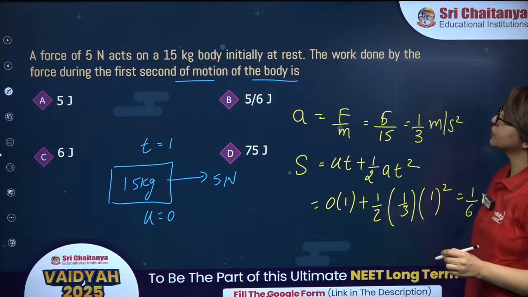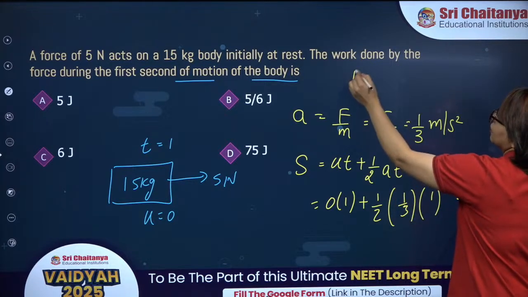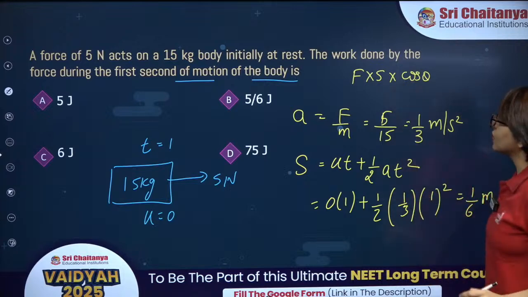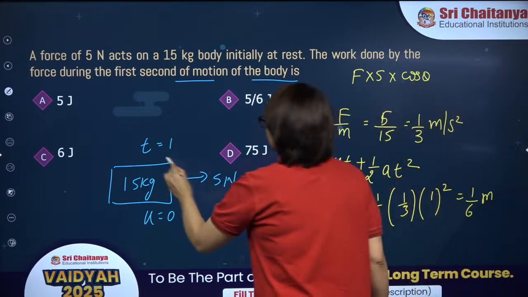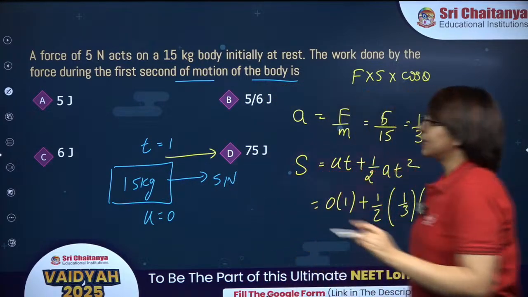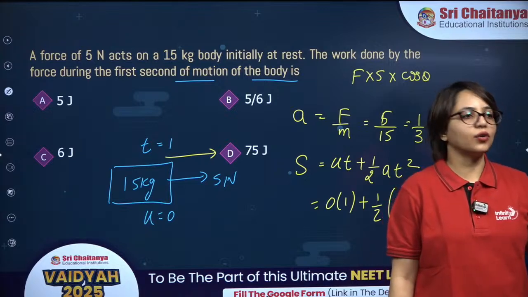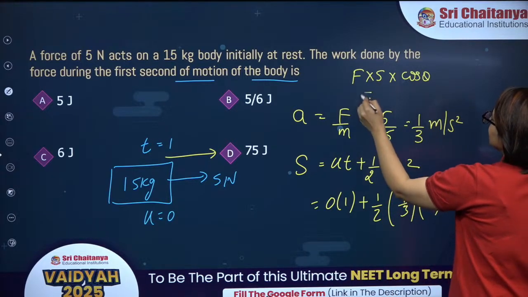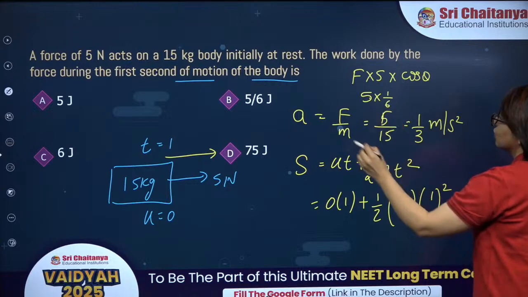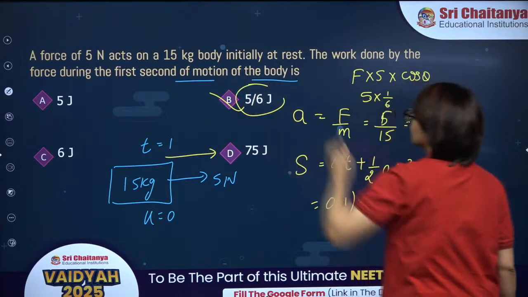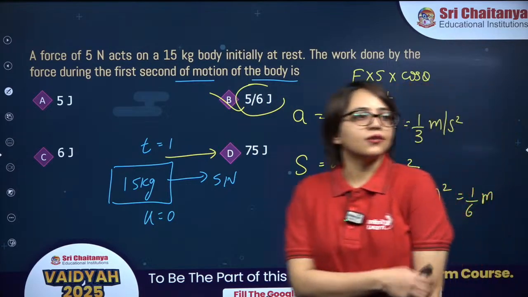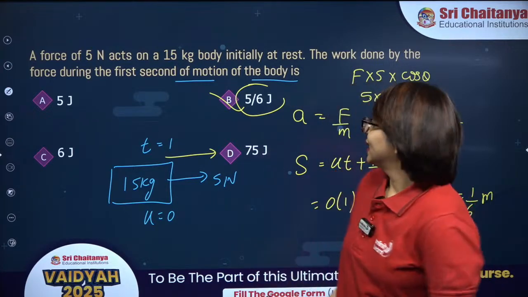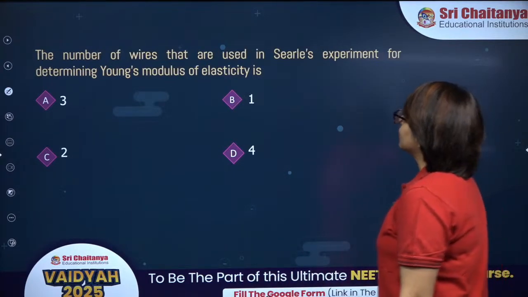Right. So work done is force into displacement into cos theta. This is the work done by a constant force. So displacement and force are parallel, theta will be 0 degree, cos 0 degree will be 1. So force into displacement is your work done, which is equal to 5 into 1 by 6. So 5 by 6 joules is the work done over here, which is option B. Well done guys, option B beta. Chaliye, let's move on to this one.